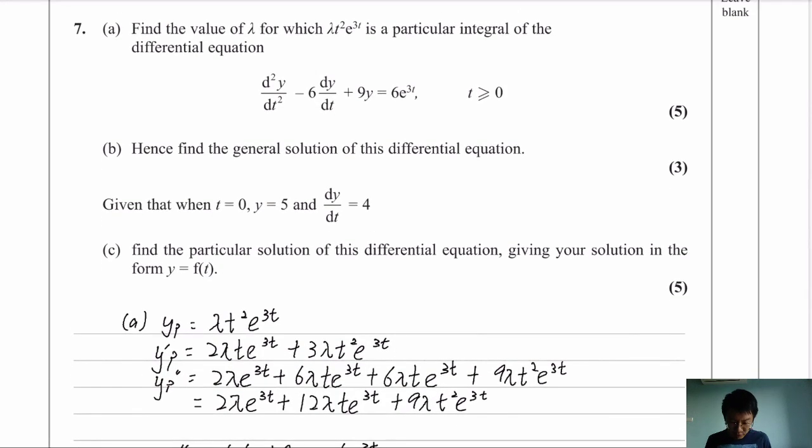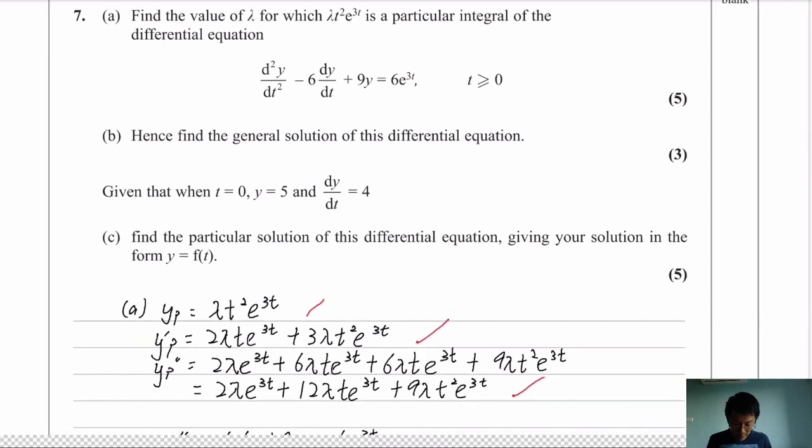Find the value of lambda for which lambda t squared e power 3t is the particular integral of this differential equation. For this one, we have to work with yp first. So we have yp given by this. In order to substitute into the equation, we need to differentiate two times to get y prime and y double prime. Just work with that carefully because we have to use the product rule. So be careful when we work with the product rule when we have so many terms here.